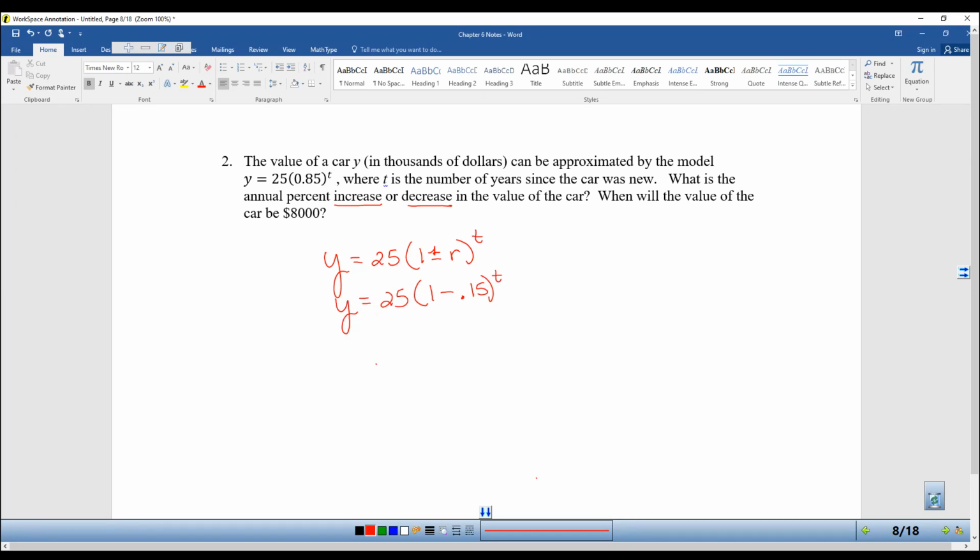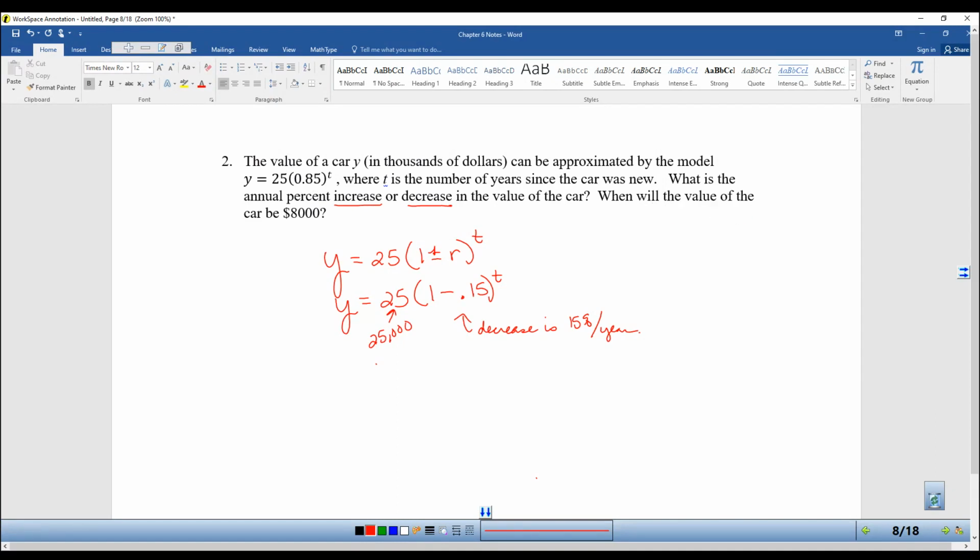So the value in thousands, it must have started at 25,000. That's what that represents. And its decrease is 15% every year. So even though you see an 85 here, it does not decrease in value 85% every year. That would be terrible. You always have to remember that this is 1 minus the actual decrease. In other words, it retains 85% of its value every year.